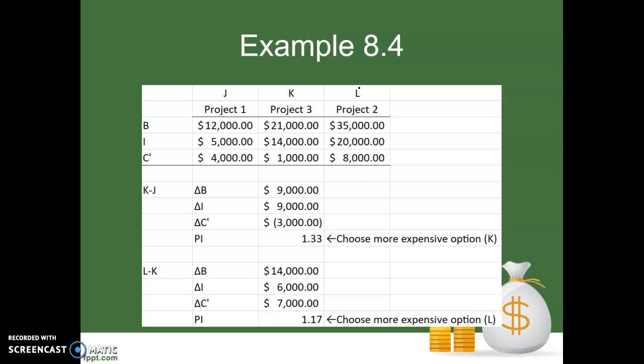So either way, two different formats, two different spreadsheets set up, showing you different ways to go about this, but the same result. We're finding that project 2 is the best option using the incremental profitability index method. So that brings us to the end of Chapter 8.